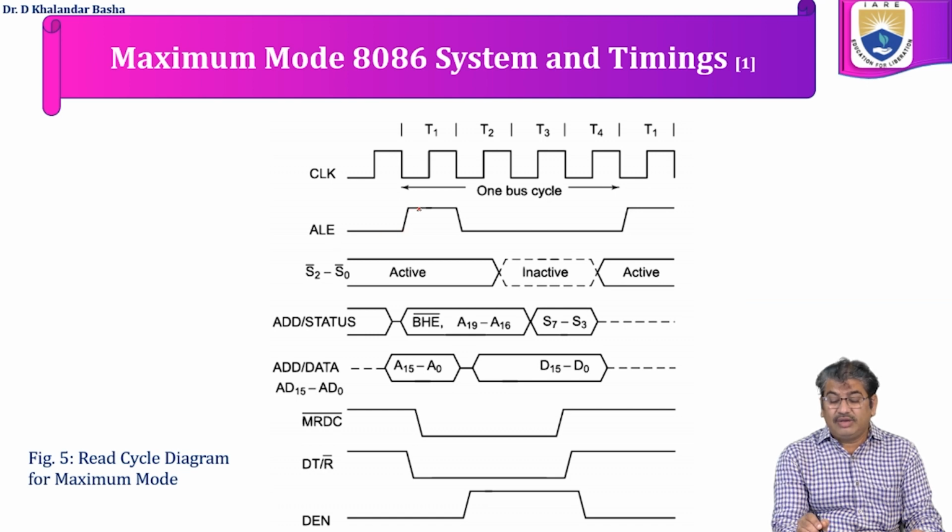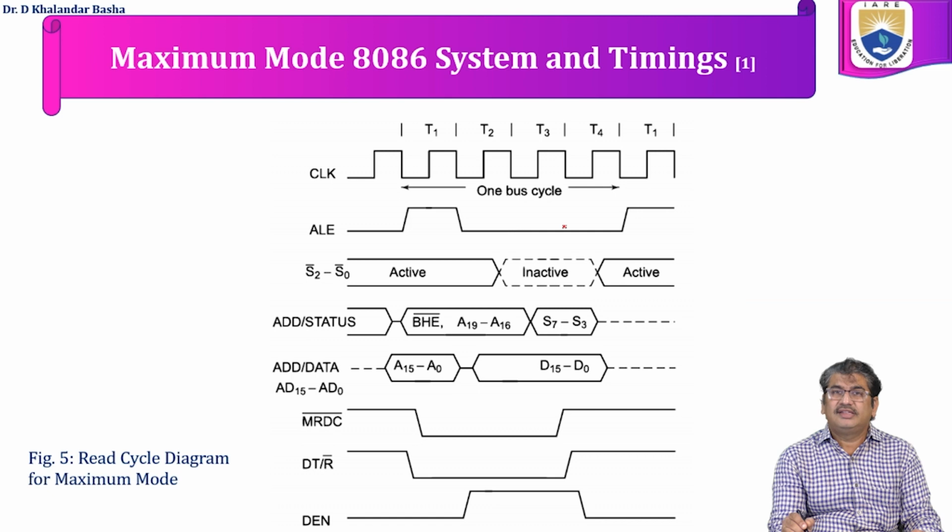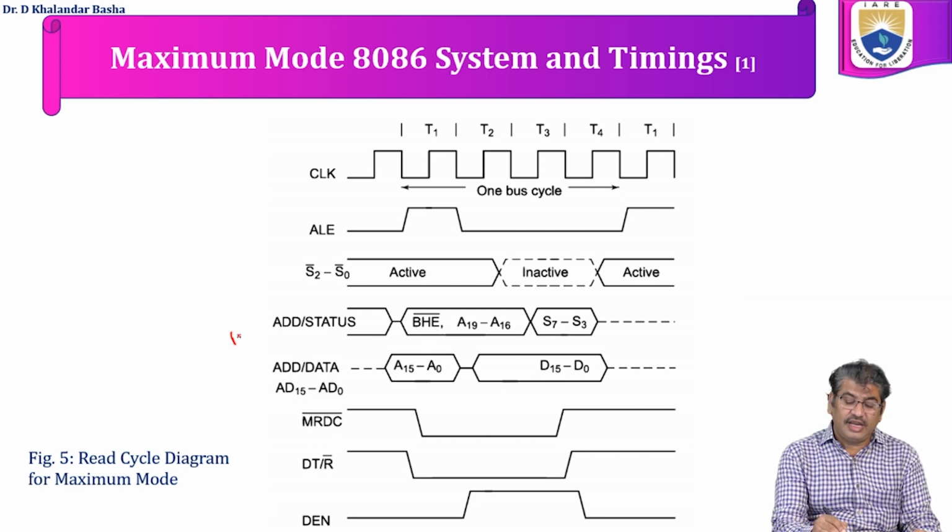The ALE signal will be 1 for the T1 cycle. From T2 to T4, the ALE signal is equal to 0. The status signals are active during T1 time, then they will be inactive till T4. The address and status lines, that is A16 to A19, are available when ALE is equal to 1, and when ALE is equal to 0, these lines will provide the status information.